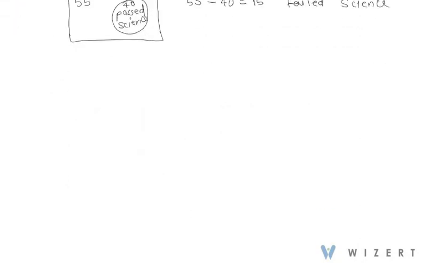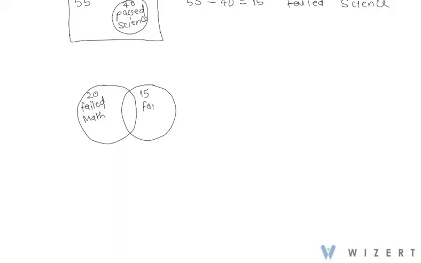Now let's try to represent this information. Let this be the number of students, that is 20, who failed math. And let this be representing 15 who failed science. And these 5 represent students who have failed both subjects.